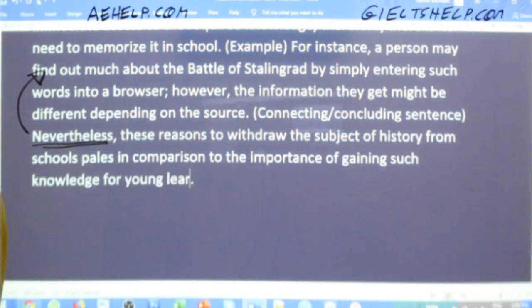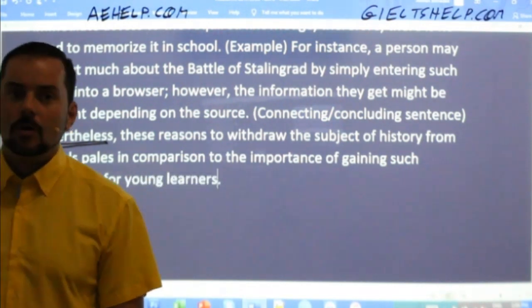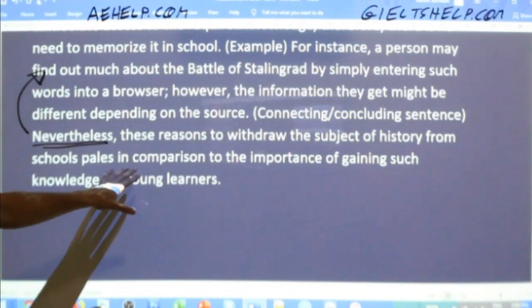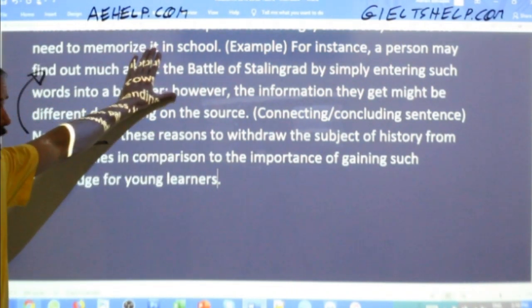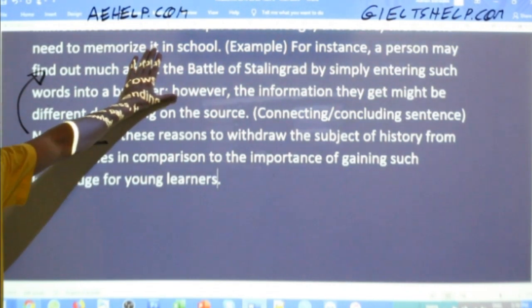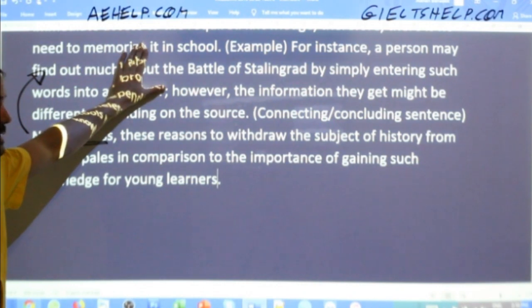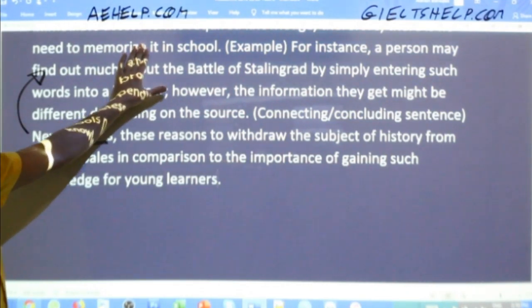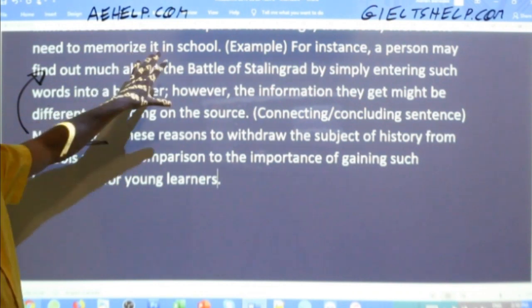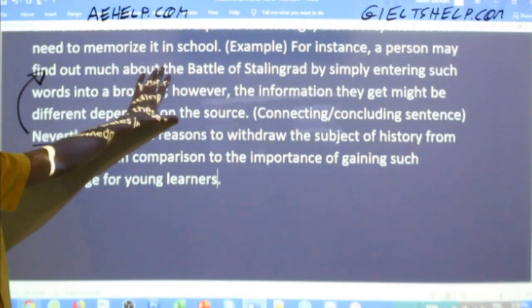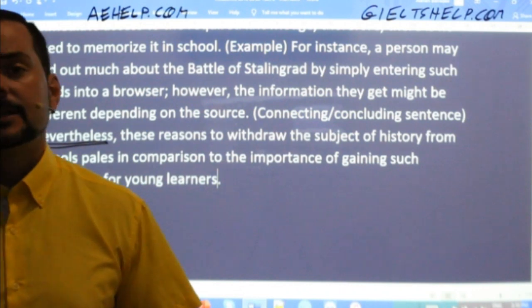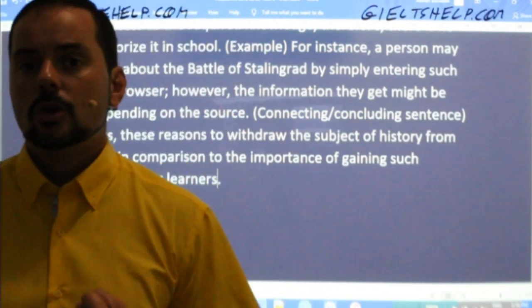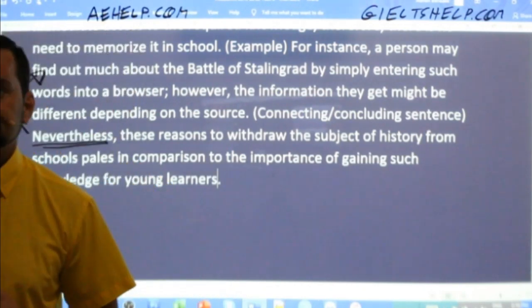For young learners. Okay, so here I'm making that transition. So basically now what I'm telling the reader with this one sentence is, yeah, okay, these are arguments for why we should not have history classes in school. And yeah, this is what some people say, but the relative utility of such subjects as history, of learning history, is much greater for the learner. Okay, so that is a very important message to have a good, coherent, high band essay for this question. All right?